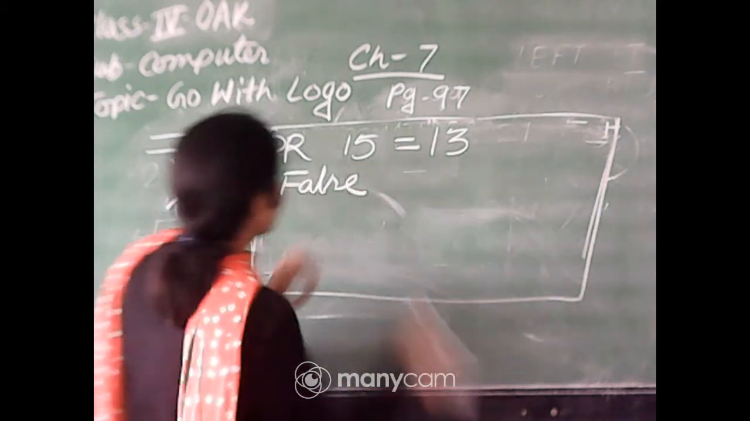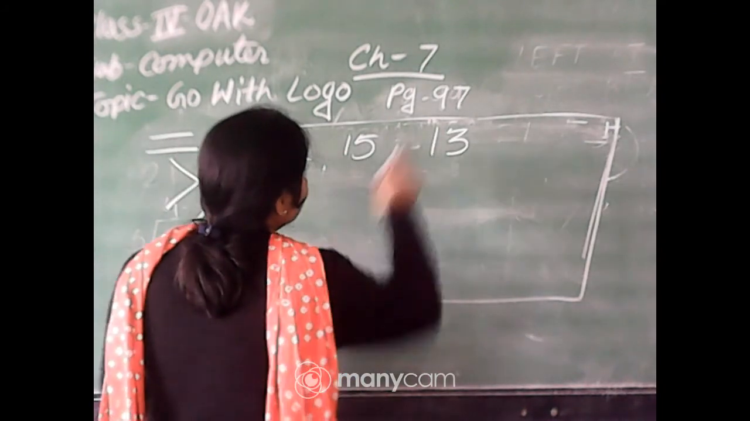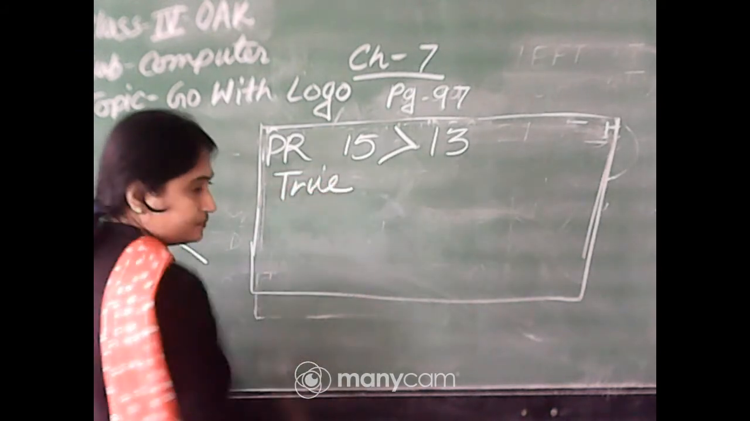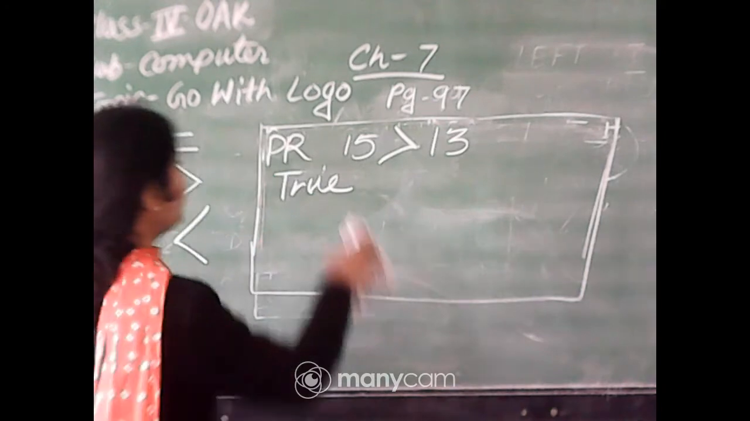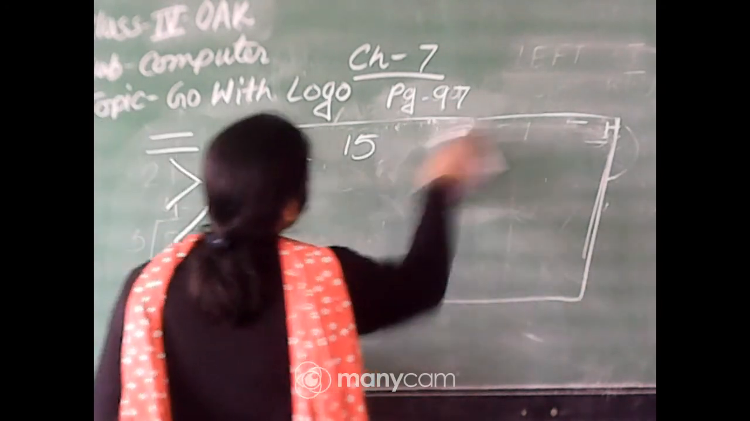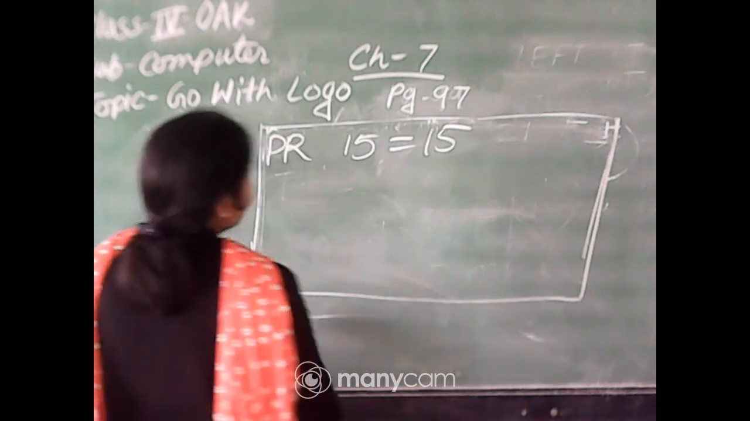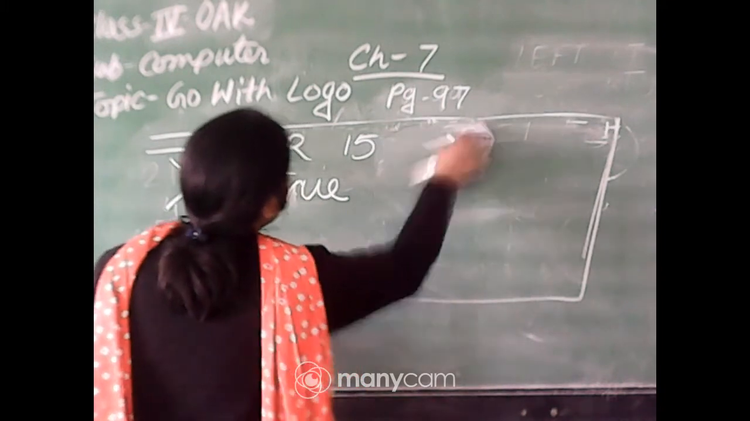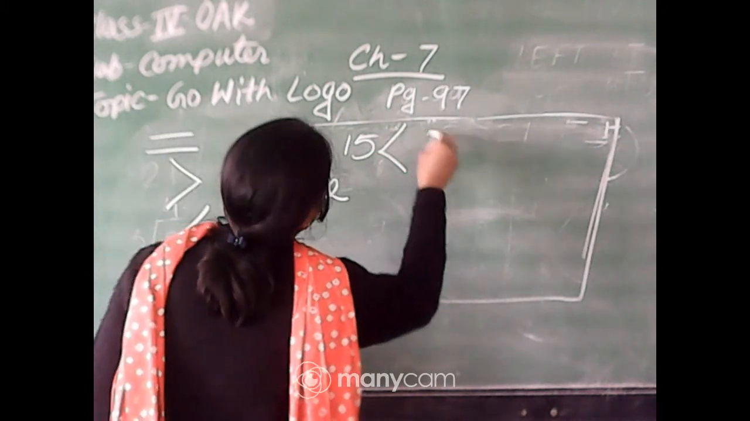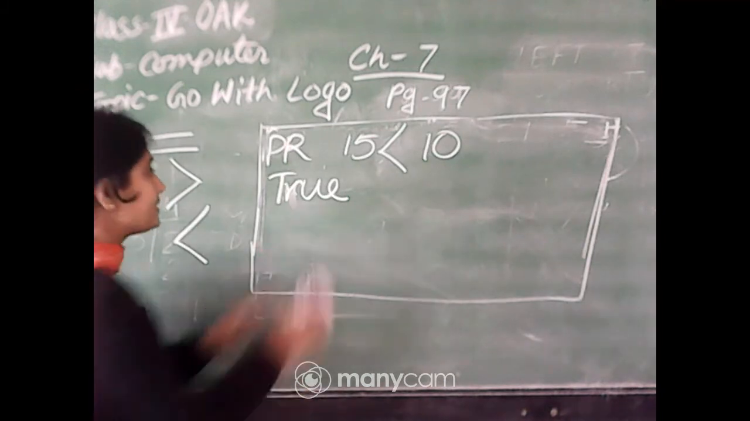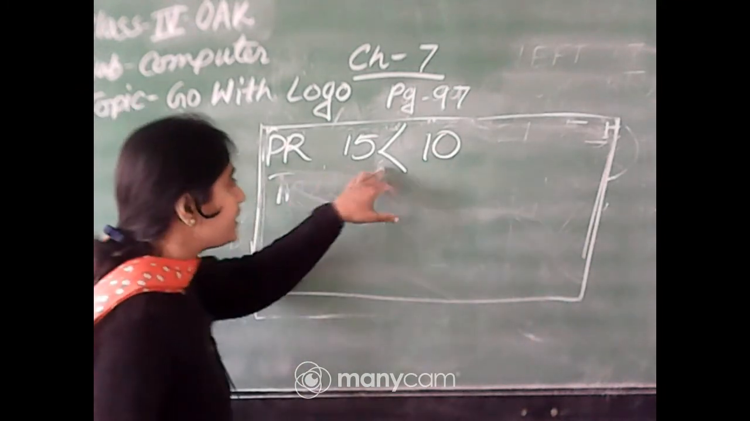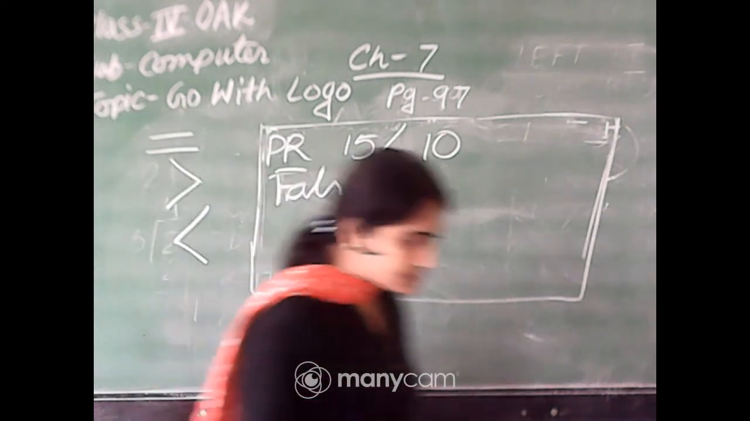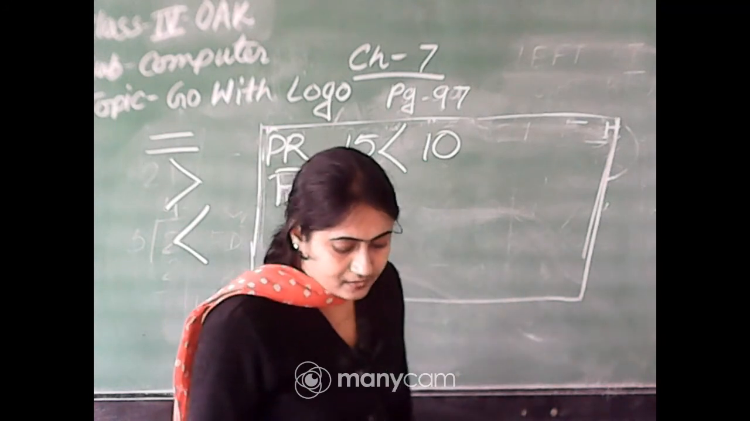If I write 15 greater than 13, the message will show true. If I write 15 equal to 15, yes, here the message will show true. If I write 15 less than 10, what message will show? 15 is less than 10, false. Here the message is false. Okay.